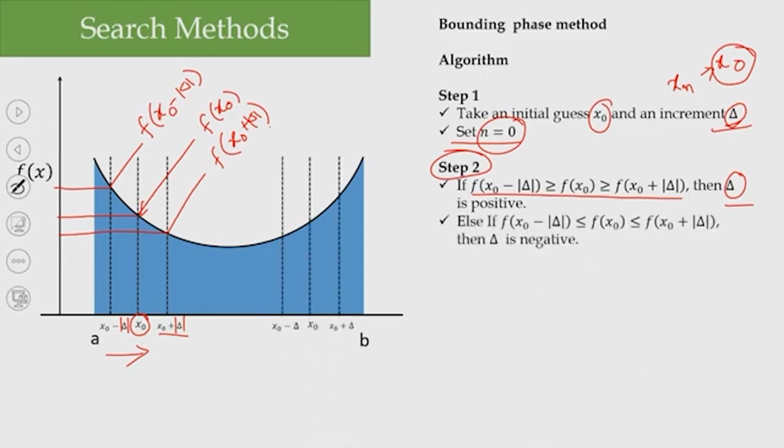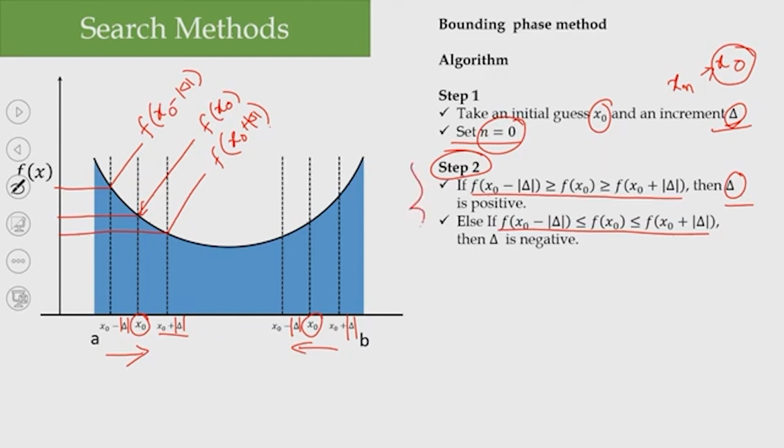Now, suppose this is my x naught, so this is x naught minus absolute value of delta, and this is x naught plus delta. If the condition is true, that means f of x naught minus absolute value of delta is less than f of x naught, and f of x naught is less than f of x naught plus absolute value of delta. In that case, delta should be negative, because I would like to go in this direction.